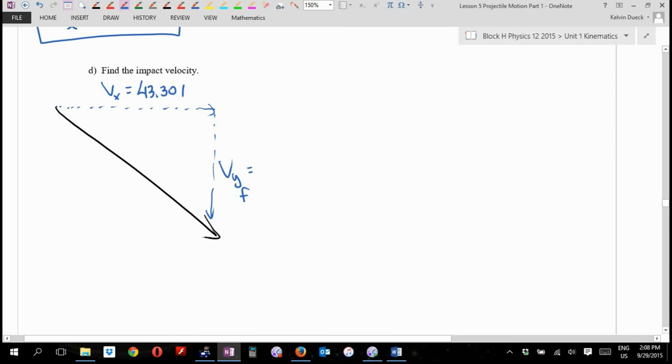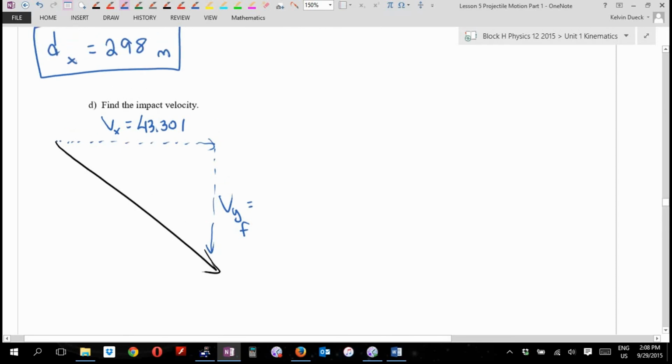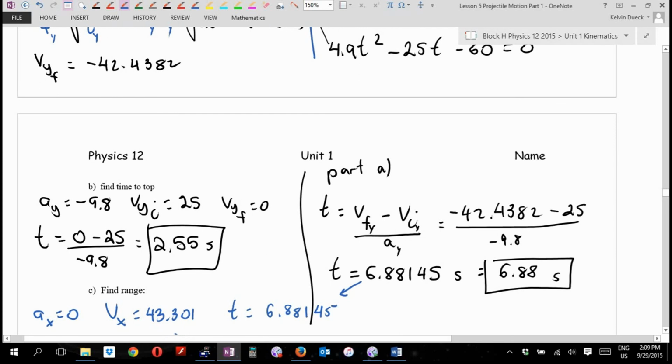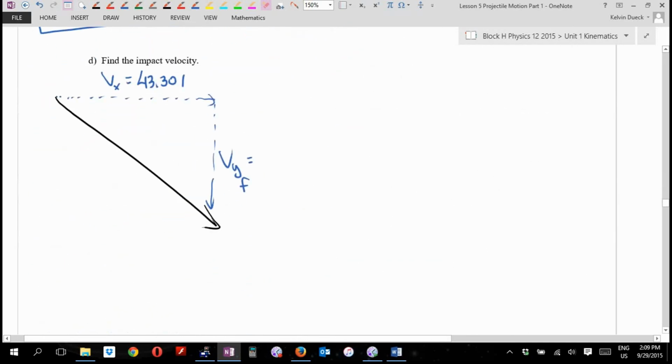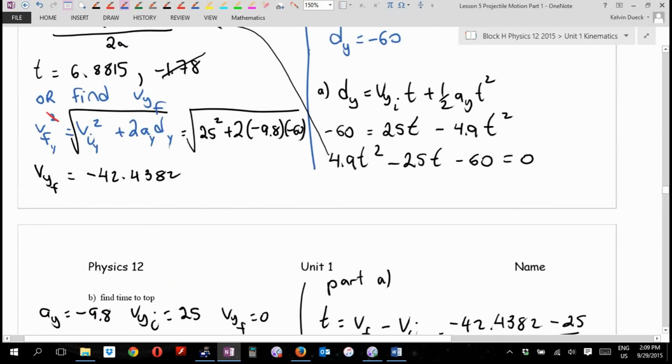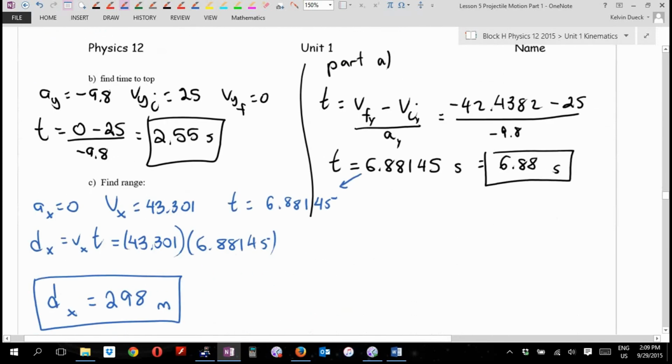What's Vy final? Hey, Mr. Dueck. That alternative method that you used, where we didn't use the quadratic formula, where we just found, you know what? That's Vy final. We have it sitting there. What's the negative telling me? It's pointing. Which way is it pointing in the picture that we just drew? Hey, we're good. So I'm going to put 42.4382. Is that right? 42.4382. Yeah, that's right.